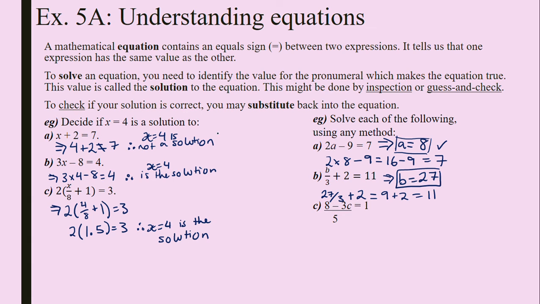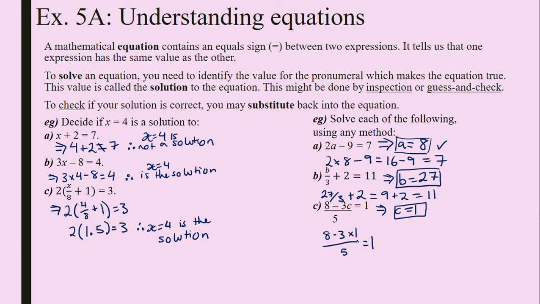And finally, 8 minus 3c, all divided by 5, equals 1. Already I look at this and I see a denominator of 5. I need the top to equal 5. If you guessed or can spot that c equals 1, you would be correct. The denominator is 5. What that means is that 8 take away 3 times something must equal 5. 8 take away 3 is 5, so c must be 1. I haven't worded that very well, but you can sort of see what I mean.